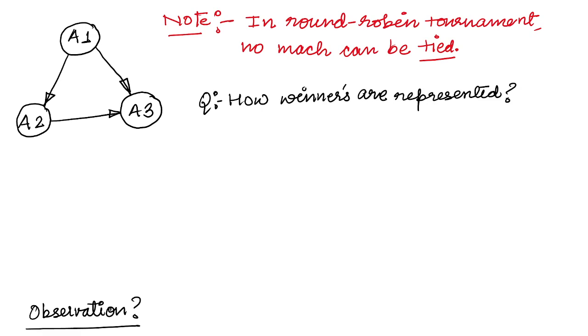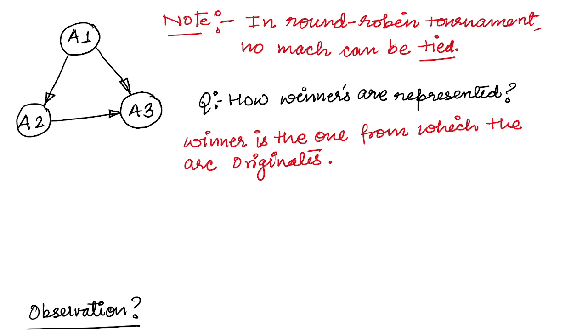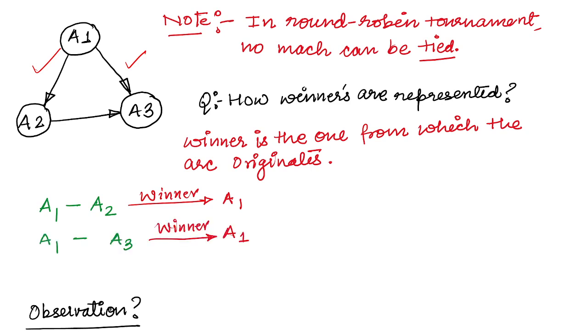The simple thumb rule is that the winner is the one from which the arc is going out, or from where the arc originates. So if you look at the match between A1 and A2, you can see that the arc is going away from A1 towards A2. So A1 is the winner. Similarly, in the match between A1 and A3, who is the winner? A1 is the winner, correct? Because the arc is going out from A1 towards A3. And in the match between A2 and A3, who is the winner? A2 is the winner because the arc is going away from A2 towards A3.